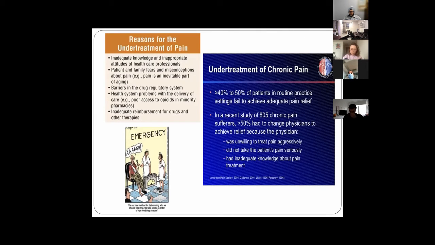And I've just outlined some of the reasons for undertreatment of pain. It could be inadequate knowledge or inappropriate attitudes of healthcare professionals, patient and family fears and misconceptions about pain and use of opioids, and also the barriers in the drug regulatory system, which are quite a lot, whether or not it's covered by insurance, whether you need prior authorization, also health system problems with the delivery of care. Some have poor access to opioids in certain areas of the country, unfortunately. So we need to be mindful of that, and also inadequate reimbursement for drugs and other therapies. So I think we definitely need to treat chronic pain as best as we can, again, without judgment.